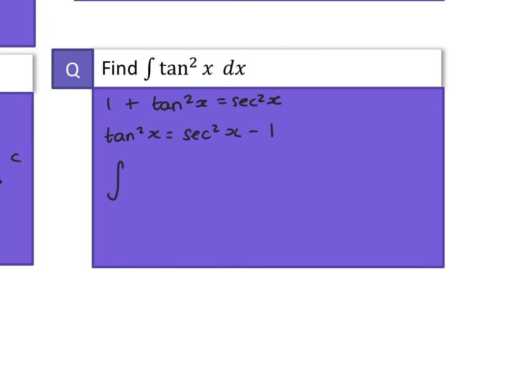Now we're going to integrate, instead of tan squared x, sec squared x minus 1 with respect to x. In the formula booklet, it tells you the integration of sec squared is tan. So the integration of sec squared is just tan of x. Obviously, if there was something like sec squared 2x, it'd be different, but it tells you this in the formula book. Minus 1 integrated is minus x, and then we have plus c. So it's nice and simple.